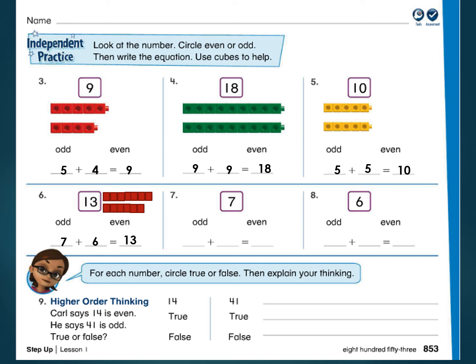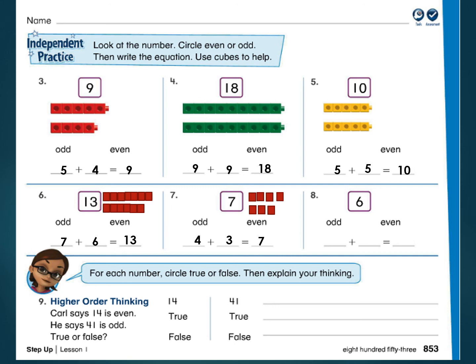Now number 7. Is number 7 an odd or even number? 7 is an odd number. Great job. And the same thing we did to number 13 to know the equation, we will do to number 7. Let's start. 1, 2, 3, 4, 5, 6, 7. Now what's the equation? 4 plus 3 equals 7.